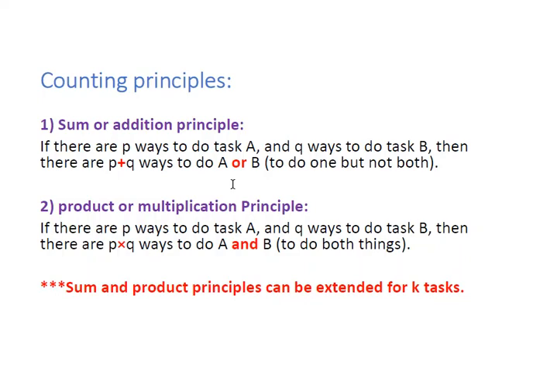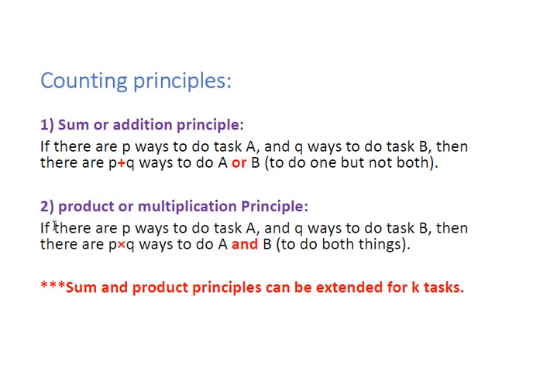Now we are going to start with counting principles. There are two counting principles. Number 1, sum or addition principle. If there are p ways to do task A and q ways to do task B, then there are p plus q ways to do A or B, to do one, not both. Please look at these keywords.